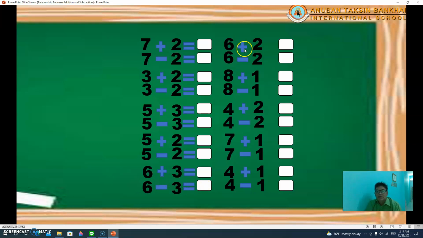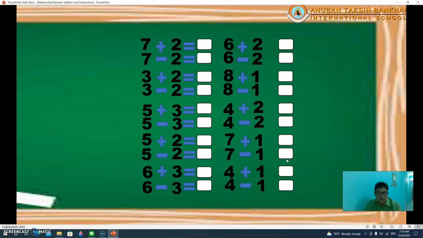Okay. 6 plus 2 equals 8. 6 minus 2 equals 4. 8 plus 1 equals 9. 8 minus 1 equals 7. 4 plus 2 equals 6. Correct. 4 minus 2 equals 2. 7 plus 1 equals 8. 7 minus 1 equals 6. 4 plus 1 equals 5. 4 minus 1 equals 3.